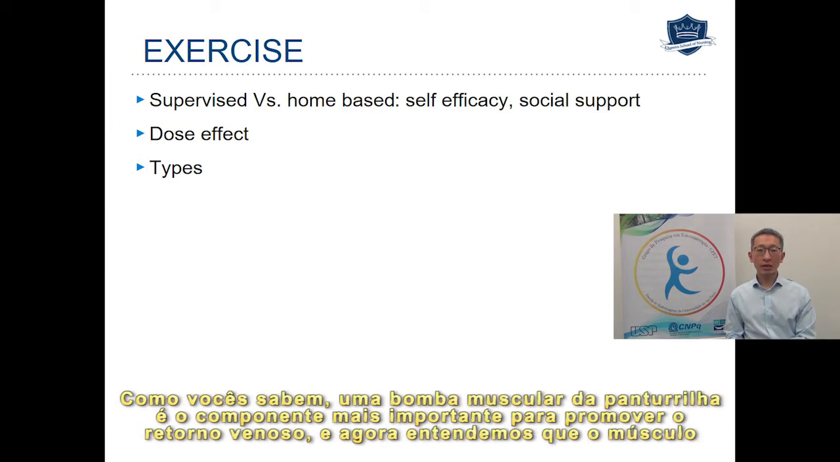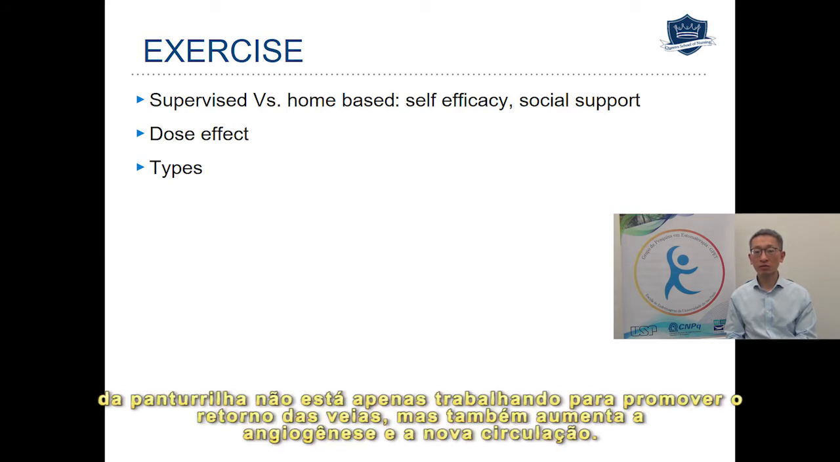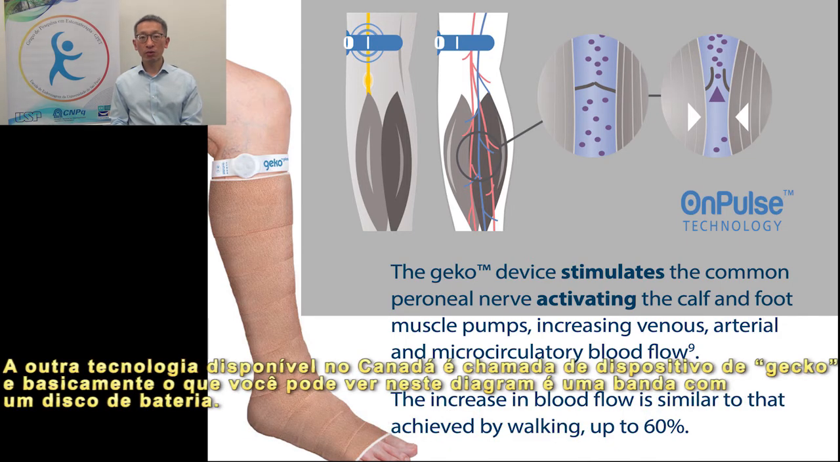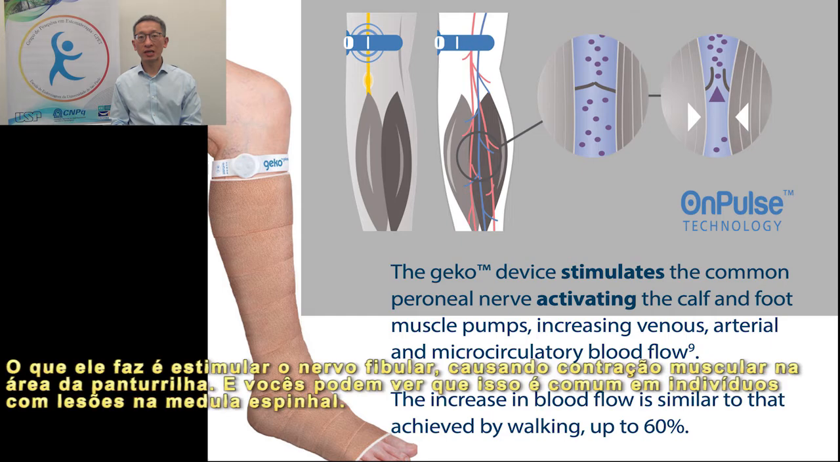As you're aware, the calf muscle pump is the most important component to promote venous return, and now we understand that the calf muscle is not just working around promoting venous return, but may also increase angiogenesis and new circulation. The other technology available to us in Canada is something called a gecko device, and basically what you can see in this diagram is a band with a battery disc, and what it does is stimulate the peroneal nerve, causing muscular contraction in the calf area.